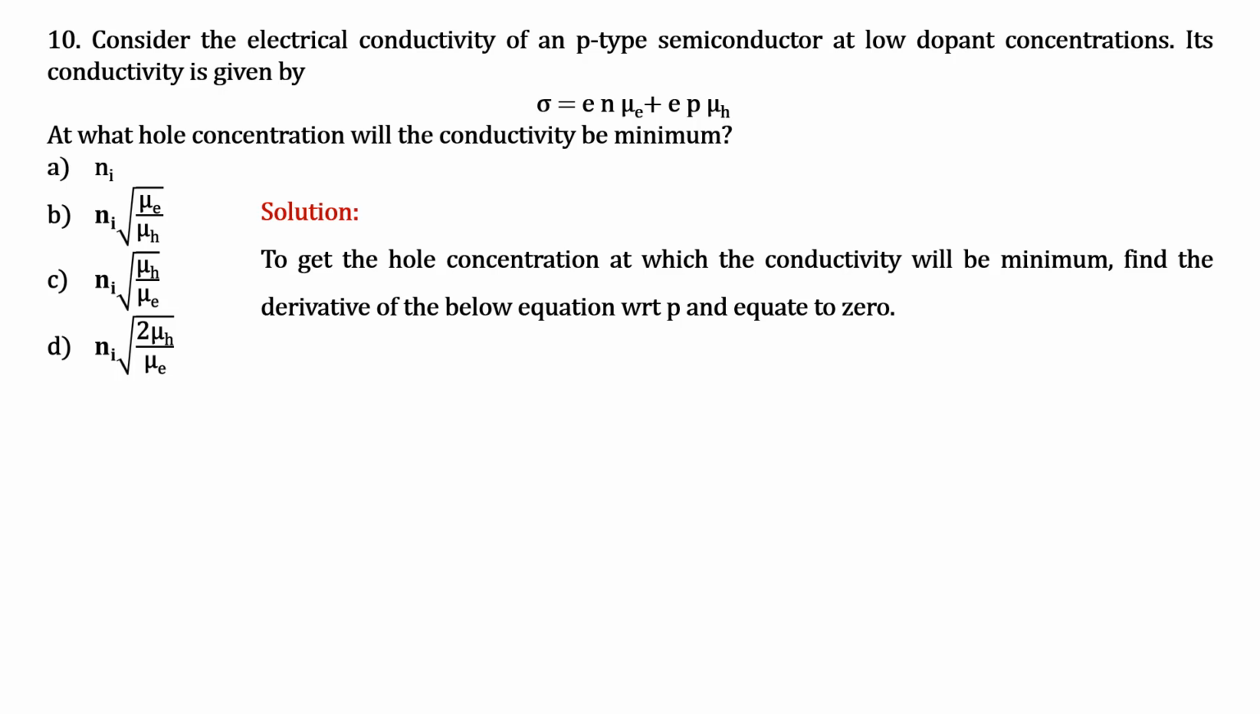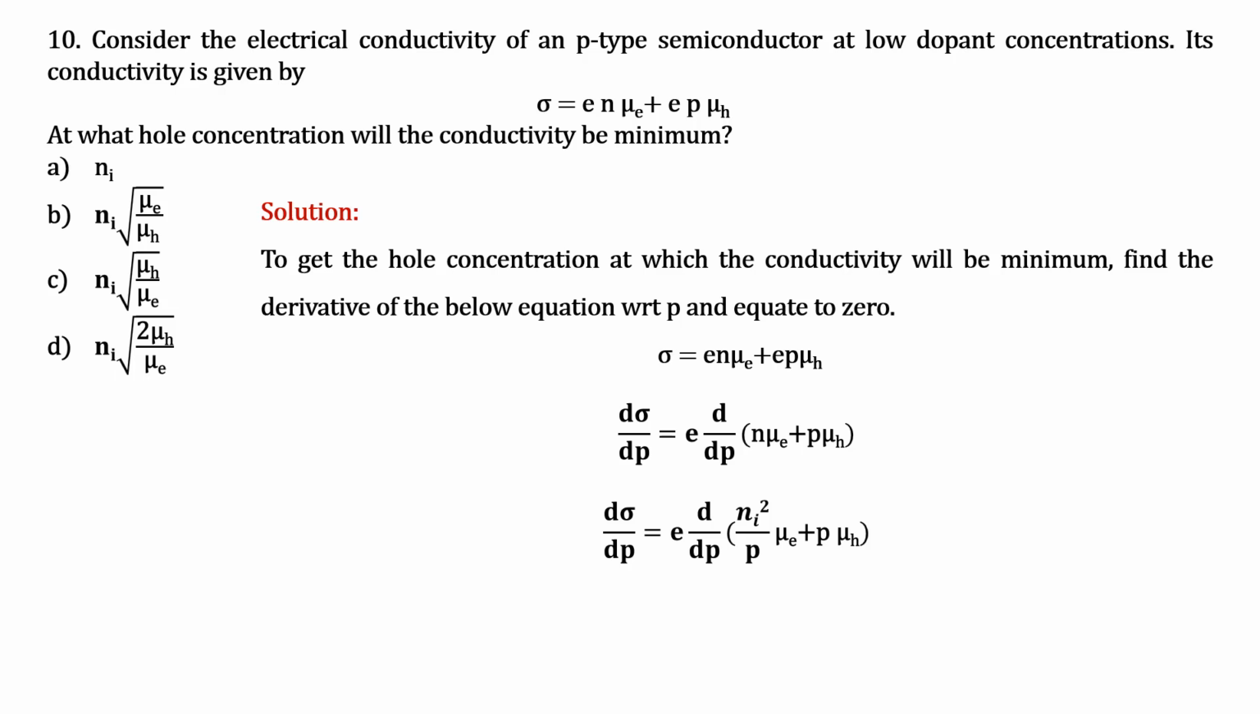Therefore you have to take the equation for conductivity, then take the derivative of that equation with respect to p and finally equate it to 0. So when we are doing that, we have to find d sigma by dp. E is a constant, we take it out. d by dp of n mu E plus p mu H we have to find out. mu E and mu H again are constants. So we have to find dn by dp and dp by dp. Basically this n we have to consider as ni square divided by p, because we know that ni square is equal to n into p. So from that n is equal to ni square by p.